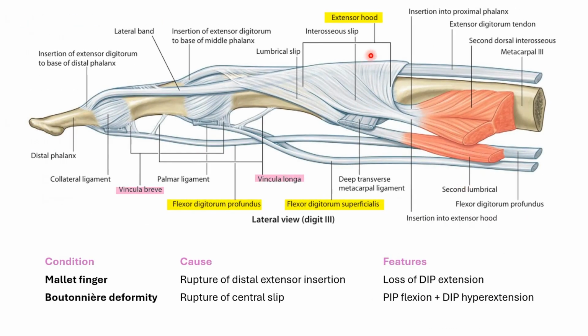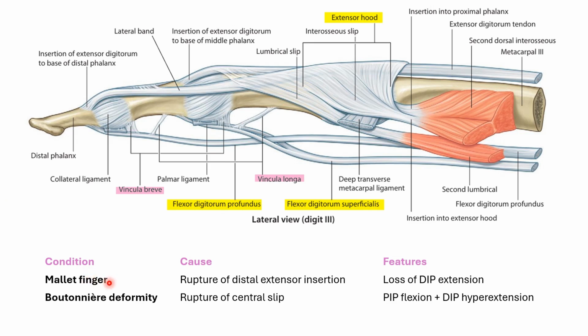Okay, again this is extensor expansion or extensor hood formed by extensor digitorum tendon and it has two slips, central slip and lateral slip. Central slip inserts to middle phalanx and the lateral slip, this is lateral slip, inserts to distal phalanx. This is extensor expansion and also connects with lumbricals and interosseous via lumbrical slips and interosseous slips.